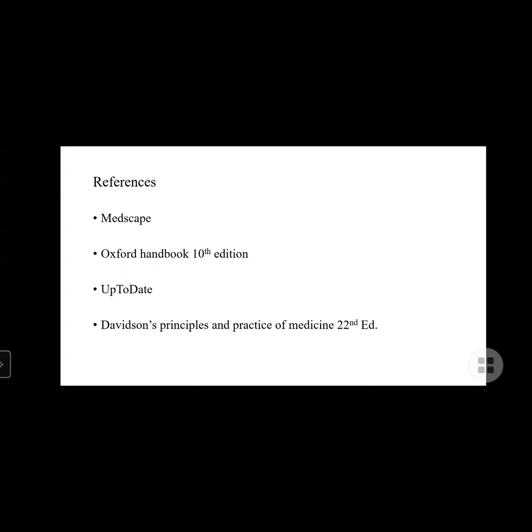So we chose to give 1 gram BD, that is 1 gram twice daily. So you did 1 gram BD instead of 2 grams OD. Any particular reason for that? No particular reason. I think it's the same.